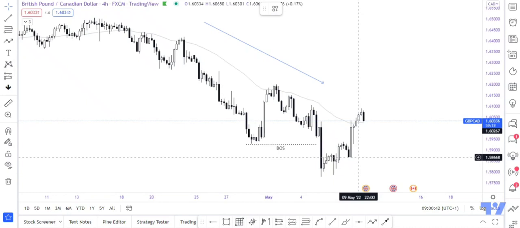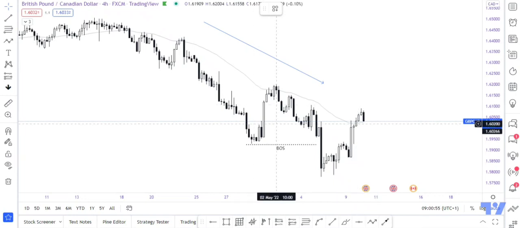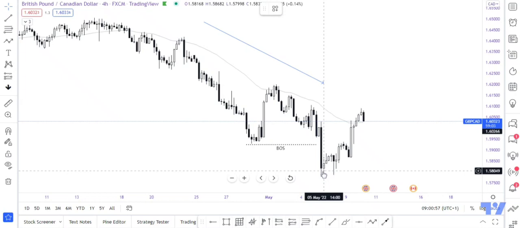Now, the other key factor that a lot of traders struggle with is to find the level where they want to take the trade from. We have identified that the overall direction is in the downtrend. We have identified the break of structure. Where do I take the trade from? That's the next big question.